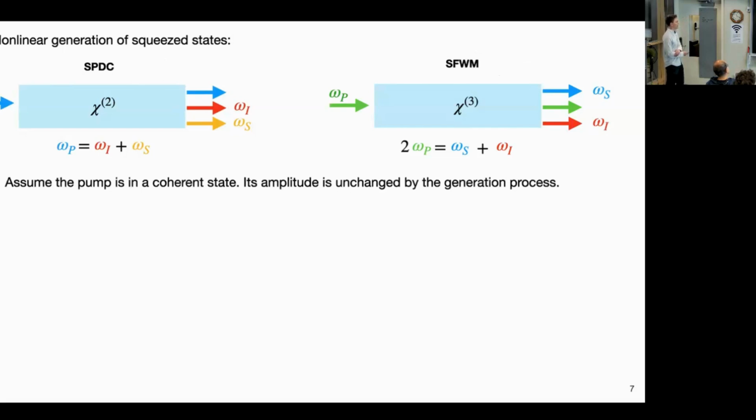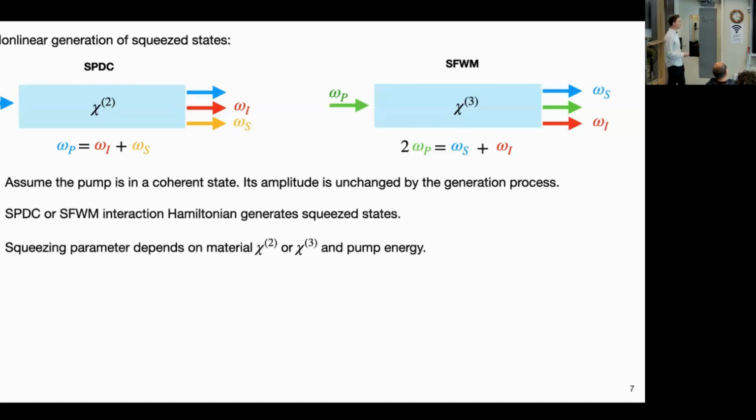To generate squeezed states with these interactions, we assume the pump is in a coherent state, and we assume that its amplitude is unchanged by the generation process. So the number of photons that go into the signal and idler is much less than the number of photons that started in the pump. If you make this assumption, then the Hamiltonian for these processes will generate a squeezed state. And the amount of squeezing in the resulting state will depend on the Chi2 or Chi3 and the pump energy.